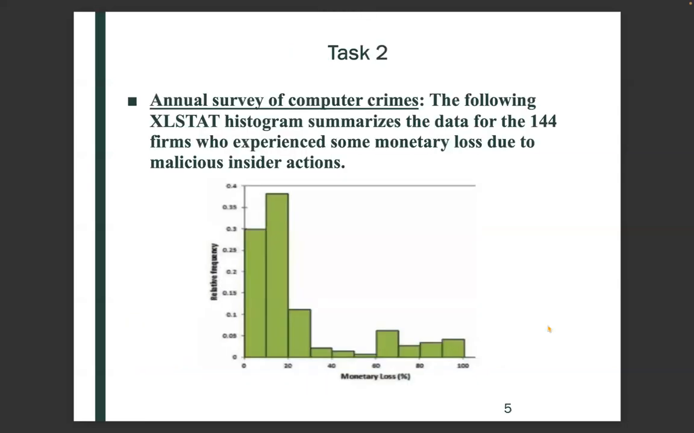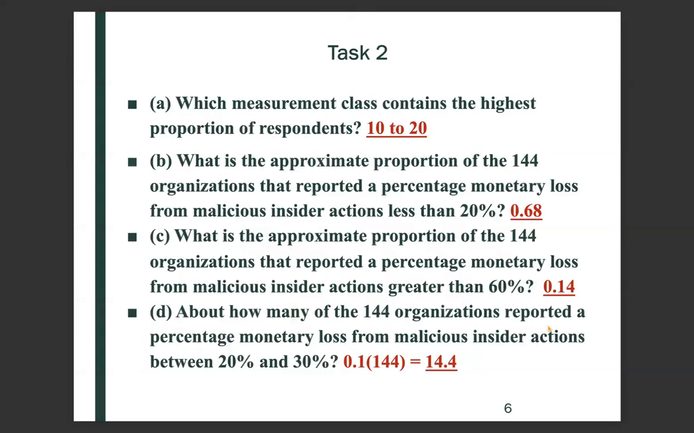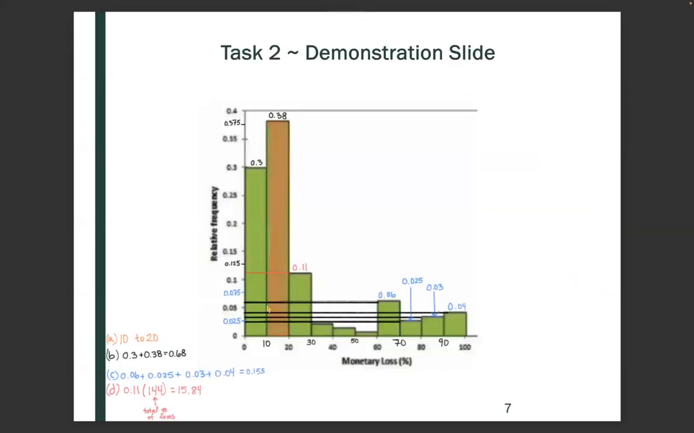Task 2. The following Excel stat histogram summarizes the data for the 144 firms who experienced some monetary loss due to malicious insider actions. All right, so which measurement class contains the highest proportion of respondents? Here, if we look at the histogram, I colored in the bin that jumps out to me. So the answer to A would be this bin, which is 10 to 20.